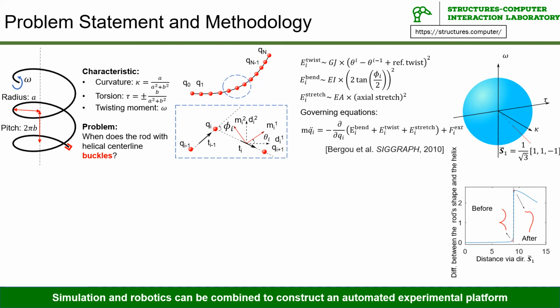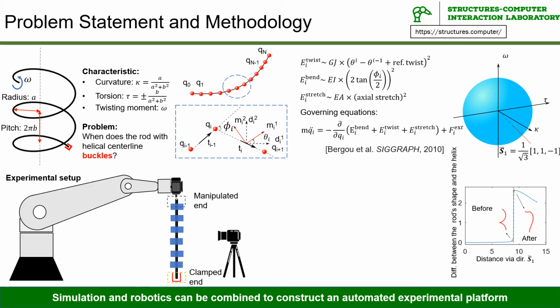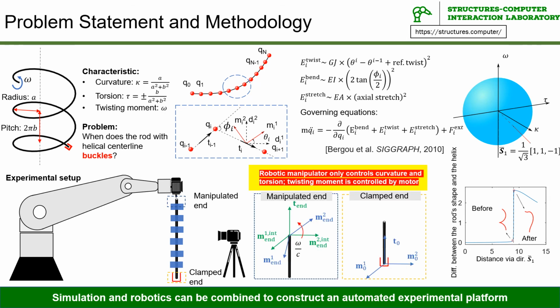Based on this scheme, we designed the experimental setup shown here. The motor and the robot will collaborate to give the desired boundary conditions. The camera will track the attached markers to get the rod's configuration. We introduce an intermediate frame at the manipulated end during manipulation, which has zero twist relative to the material frame at the clamp end. Therefore, the robot's manipulator will add the intermediate frame, which only controls the curvature kappa and torsion tau. The external motor will only control omega, the twisting moment. With the contents stated before, we combine simulation and robotics to construct an automated platform for studying the system.